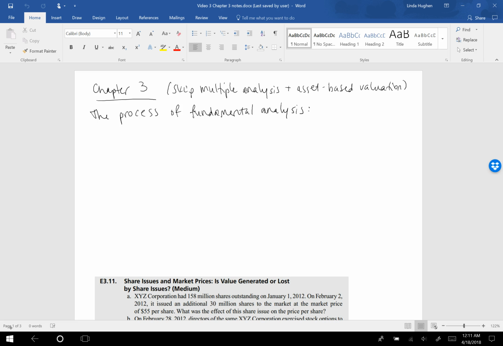There are 5 steps to fundamental analysis as described by the authors. They make pretty intuitive sense. First step is knowing the business. This involves knowing the company's products, their competition, their industry, management. Second step, analyzing information.